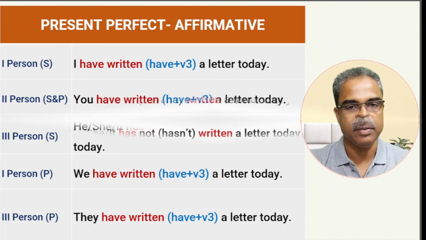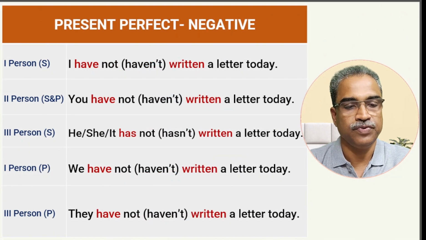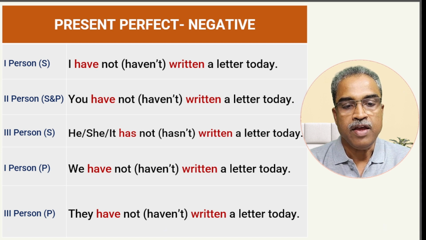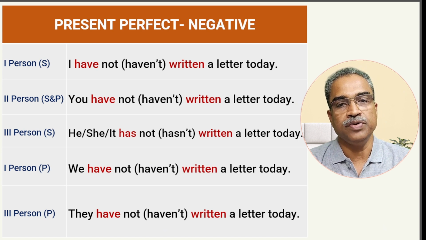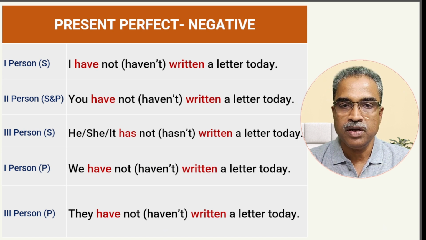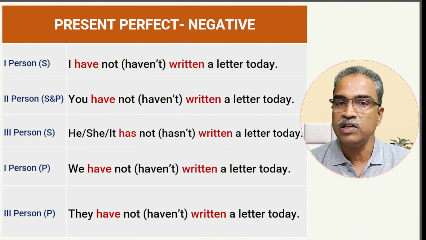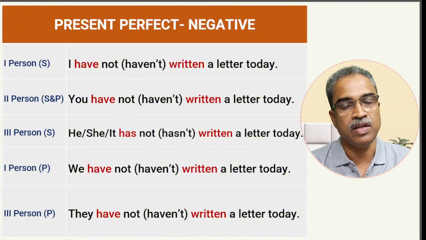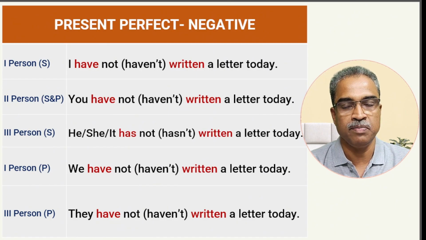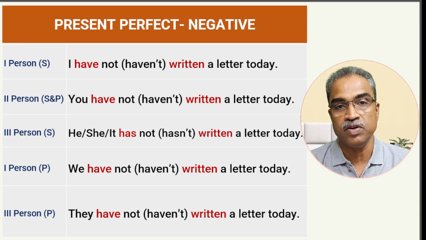So let's see that. Well, in the negative, first person, I have not written a letter today, which is the auxiliary verb here, have. And where should we use the not? Immediately after the auxiliary. Which auxiliary? First auxiliary. Here we have no problem because we have only one auxiliary here in the present perfect. But in the future continuous tense, if you remember, we had will plus be. So here it is okay.